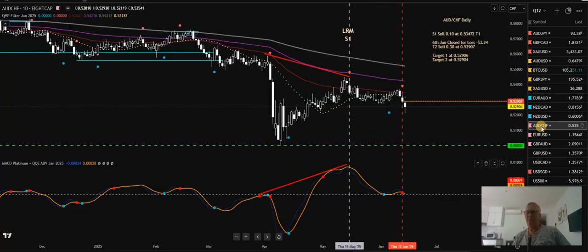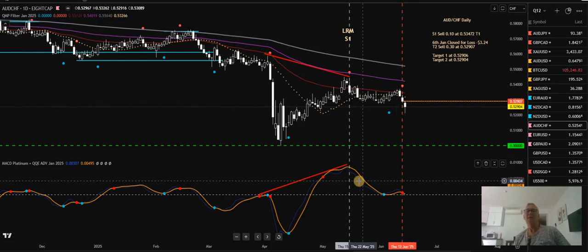Aussie Swiss, now a little bit messy here. This is a loss recovery on the MACD platinum. So I took a sell here, got an opposite buy. Now it was very close. I actually made 3 pips on the trade, but the negative swap turned that first into a loss. So basically I lost 3 pips instead of winning 3 pips. I just want to recover my swap.